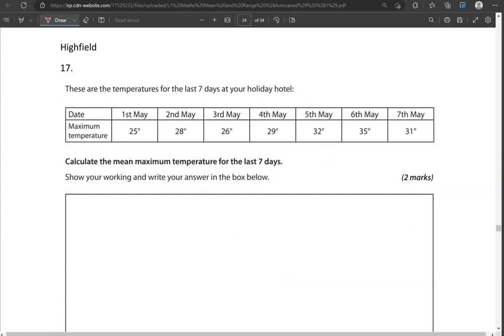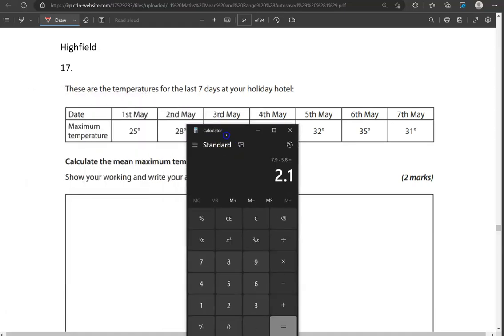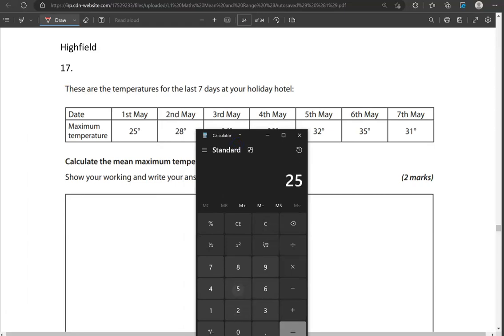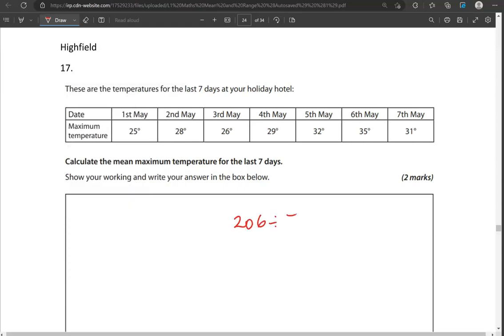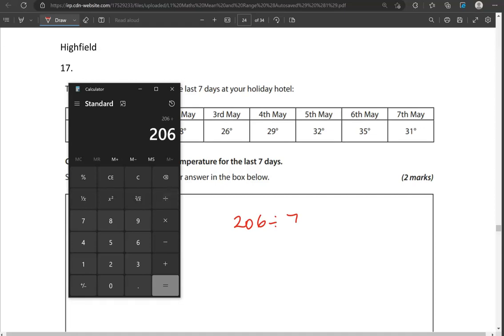These are the temperatures for the last 7 days at your holiday hotel. Calculate the mean maximum temperature for the last 7 days. So we're going to add 25 and 28 and 26 and 29, 32, 35, 31, which is 206, divided by 7 gives us 29.4.